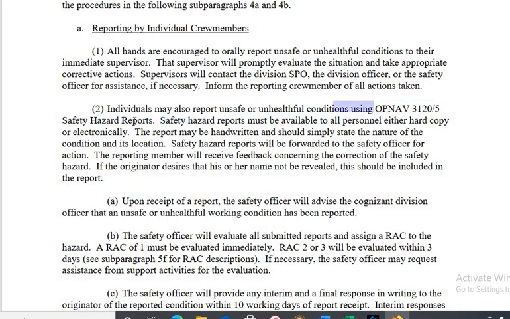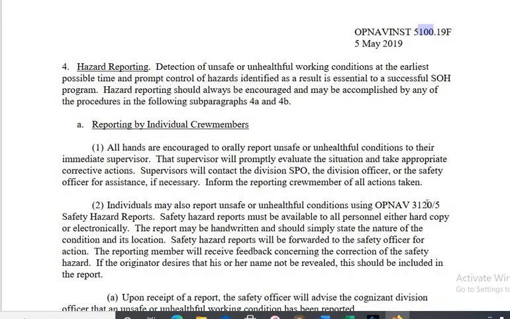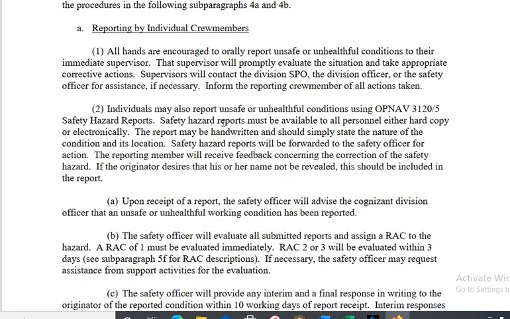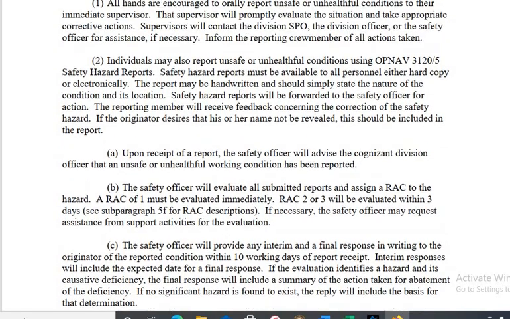Here we go. We got an OPNAV form 3120/5, safety hazard reports. To me, that one's kind of weird because a lot of the forms tend to be the same as the instruction number, and this one is not. So OPNAV instruction 3120/5 is safety hazard reports. Maybe there's a 3000 series instruction that's all about safety stuff. I got to review my SSIC codes. I haven't done that yet. I know the obvious ones, 5 and 6000, but I'll make a video later that goes over all of them.